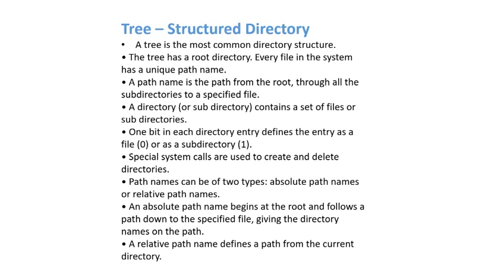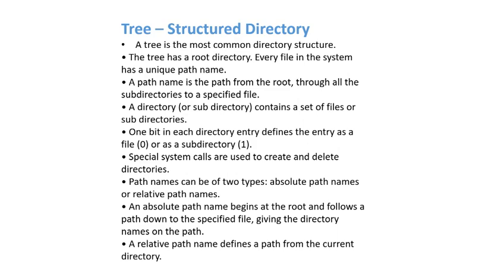Tree structure directory. A tree is the most common directory structure. The tree has a root directory. Every file in the system has a unique path name. A path name is the path from the root through all the subdirectories to a specified file. A directory or subdirectory contains a set of files or subdirectories. One bit in each directory entry defines the entry as a file 0 or a subdirectory 1. Special system calls are used to create and delete directories.